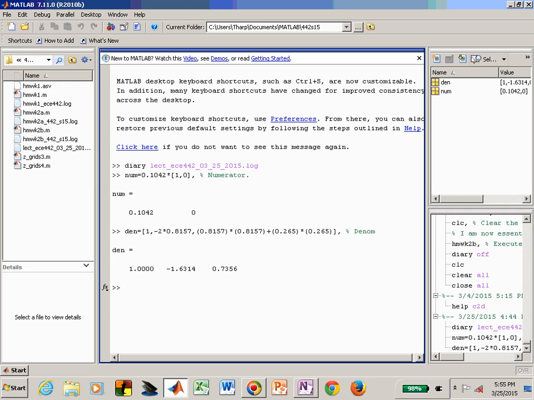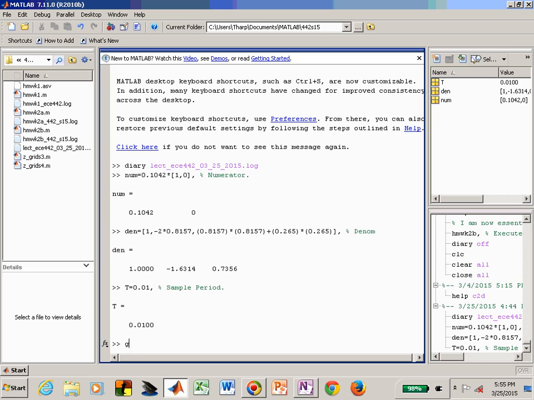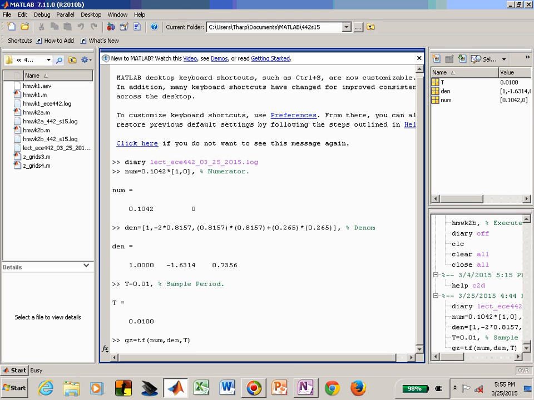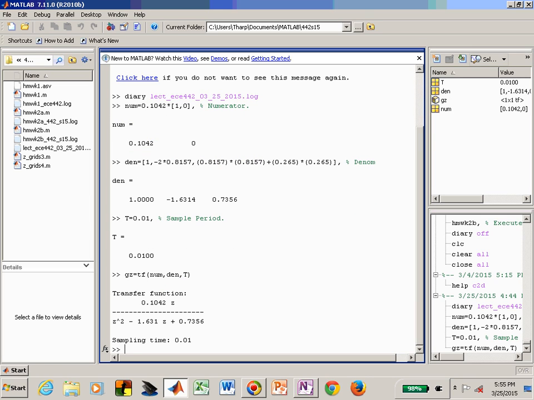So there's my denominator. I said I had a sample period of 0.01, and I can now create my discrete time transfer function, building my numerator and denominator with that T. And there's now my transfer function that I desire for my system that's supposed to have a settling time of 30 and a peak time of 10 samples, which translates into a peak at 0.1 seconds. And that's all from a step response.